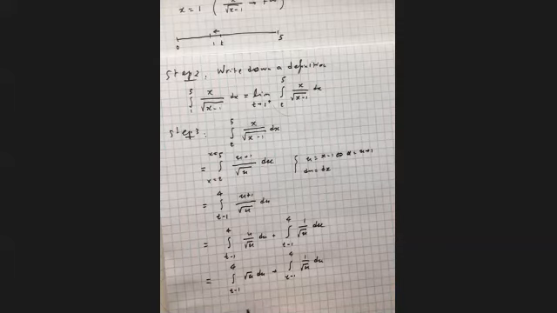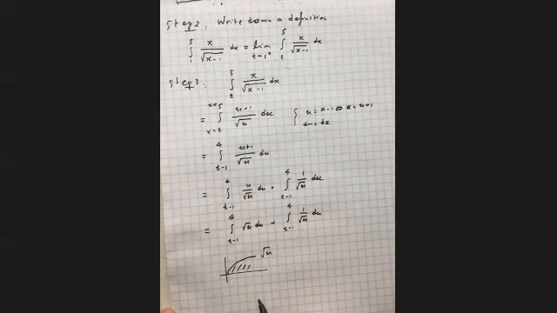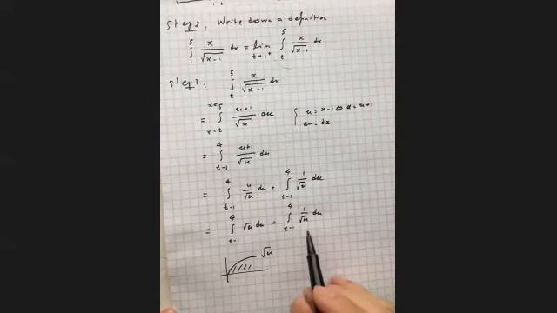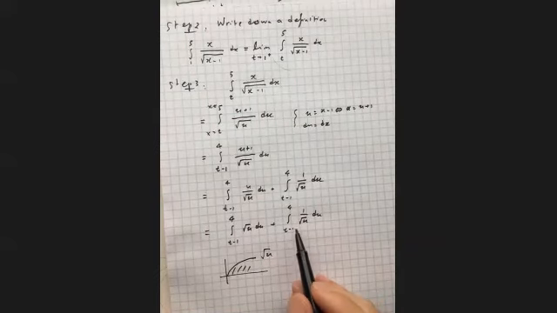So what's the graph for this one? The graph for root u is something like this. This is root u. The area is perfectly finite, so there's nothing wrong with the first integral. The problem is only happening for the second part. So we understand the singularity is coming from the second integration here.